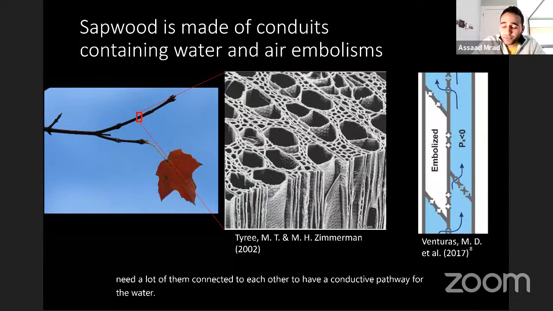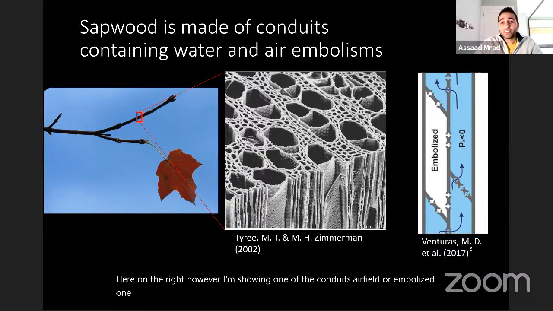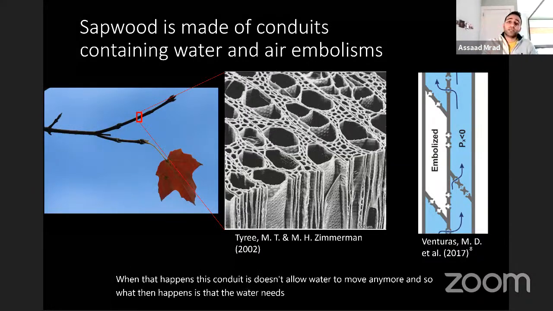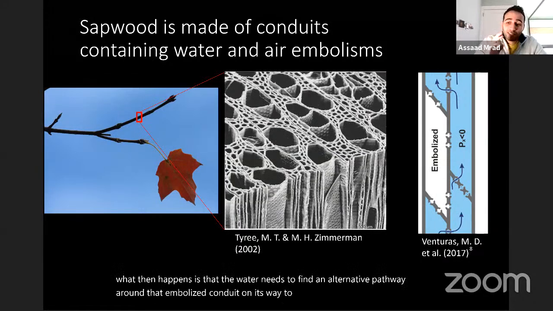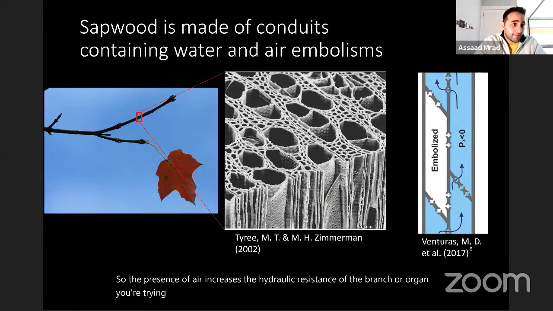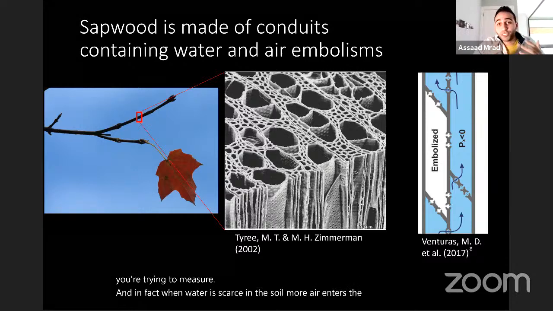Here on the right, however, I'm showing one of the conduits air-filled or embolized. When that happens, this conduit doesn't allow water to move anymore. And so the water needs to find an alternative pathway around that embolized conduit on its way to the leaf. So the presence of air increases the hydraulic resistance of the branch or organ you're trying to measure. And in fact, when water is scarce in the soil, more air enters the branch because the tension of the water increases.